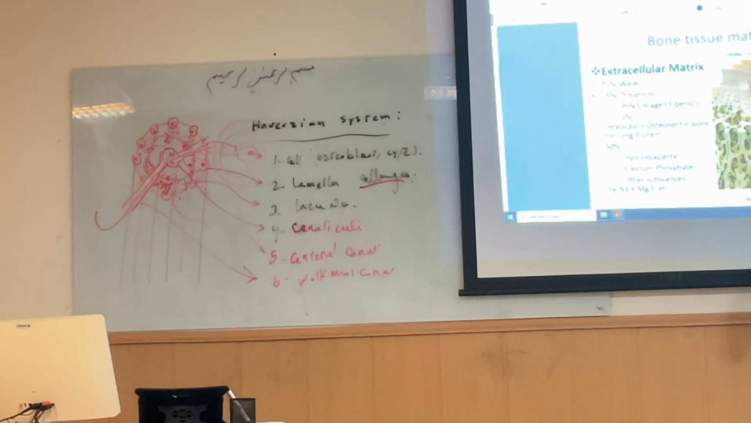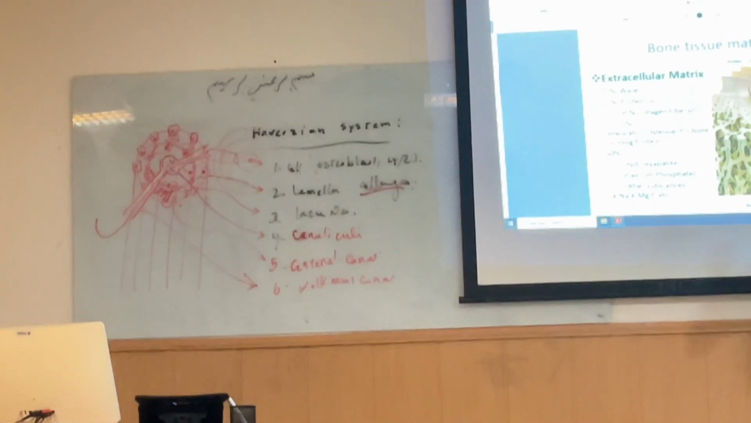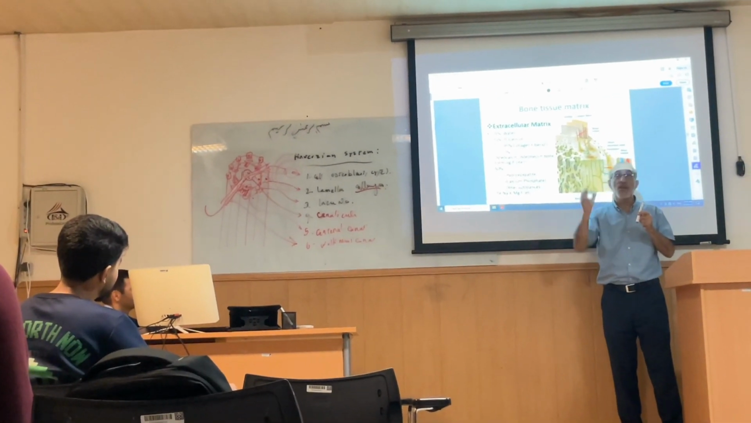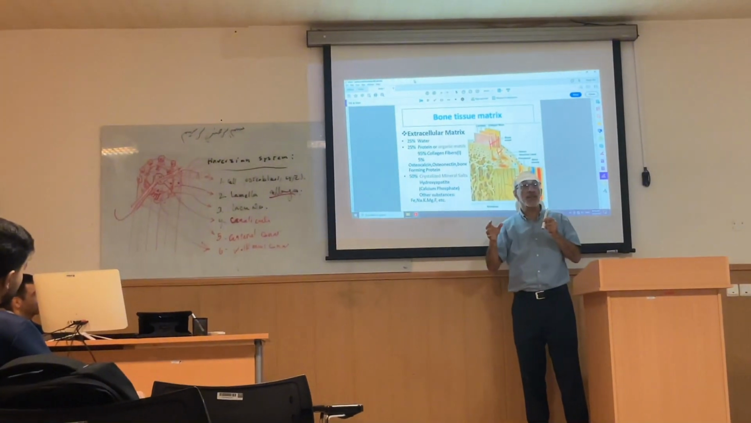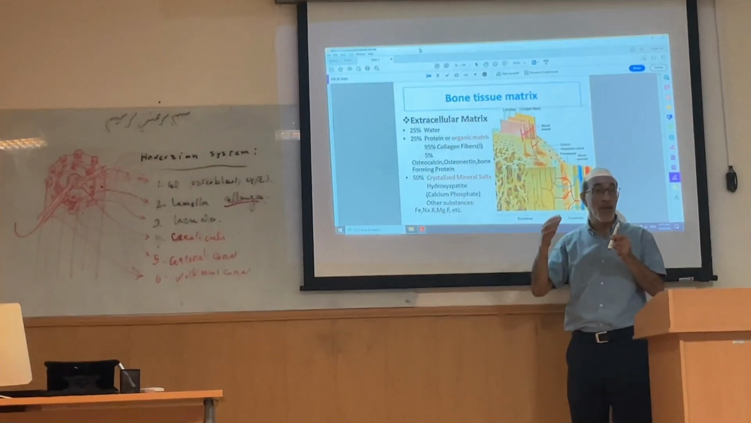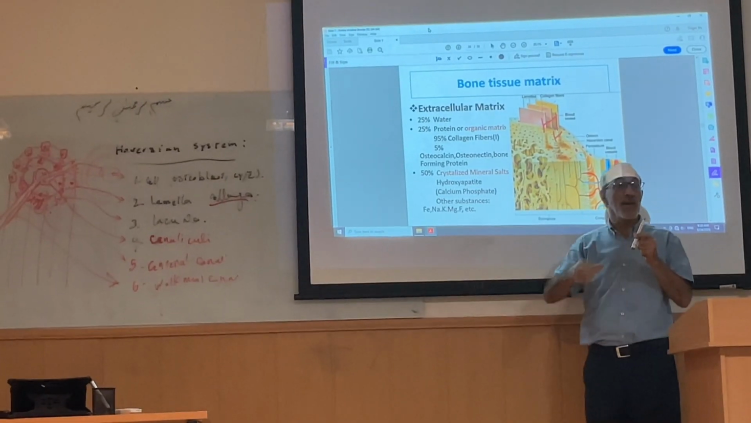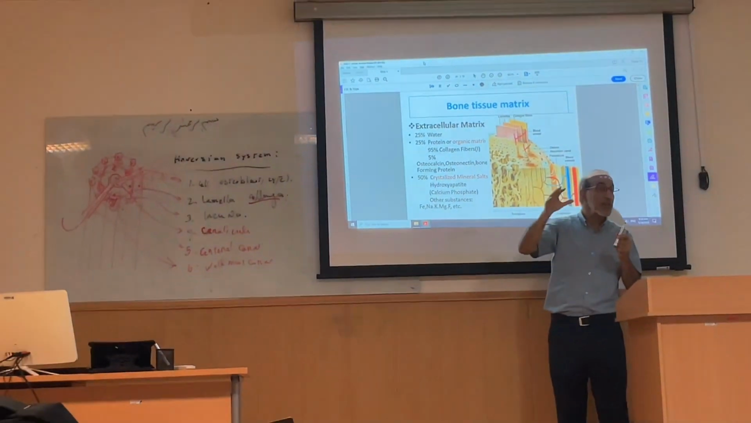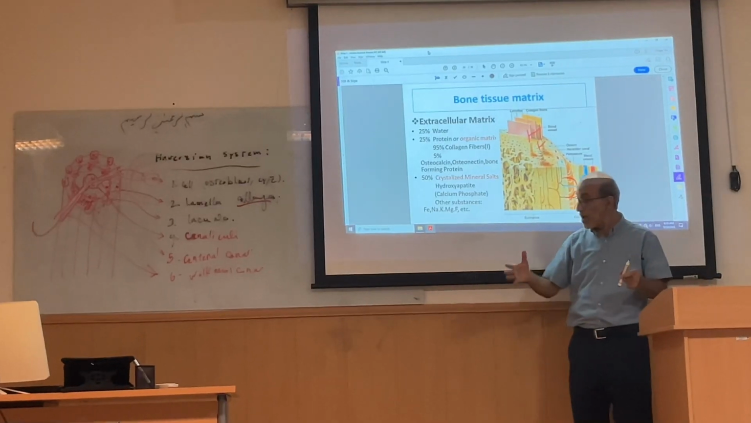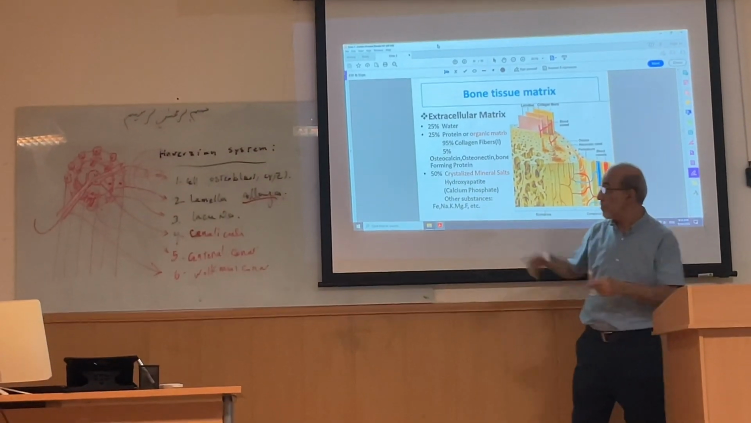The Haversian system consists of cells: osteoblasts, osteocytes, and so on. One, lacuna; three, lamella; four, canaliculi; five, central canal; and six, Volkmann canal. All these parts form the Haversian system. Okay. Very good.